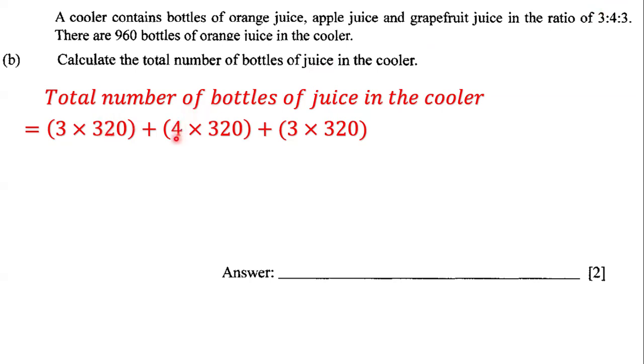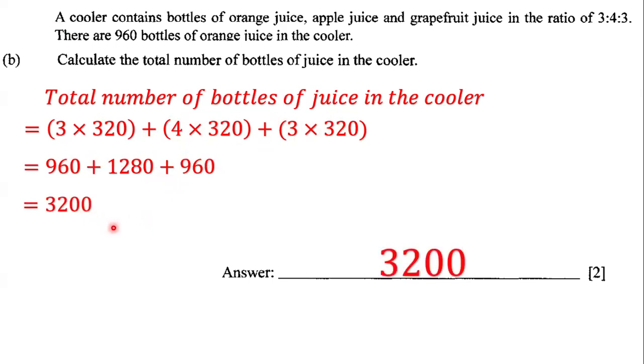And we know that there are 4 equal parts for apple juice, so we have to multiply 4 times 320 because 1 equal part is 320. And we know that there are 3 equal parts for grapefruit juice, and 1 equal part is 320, so it's going to be 3 times 320. So 3 times 320 is 960, 4 times 320 is 1,280, and 3 times 320 is 960. Then we're going to add them all up, and when we add them up, we get 3,200. So that means that the total number of bottles in the cooler is going to be 3,200.